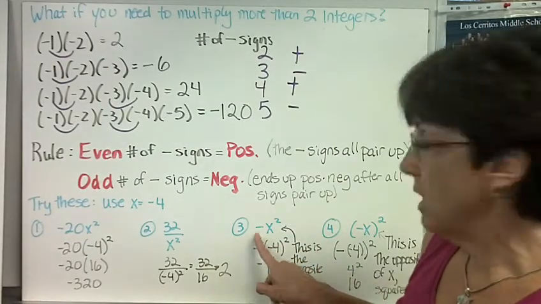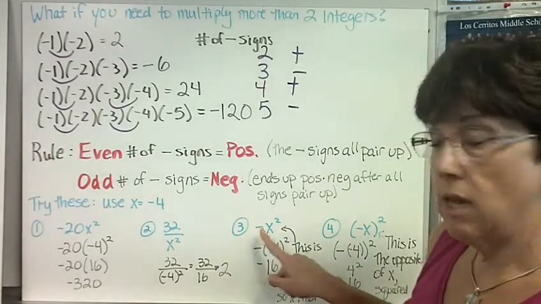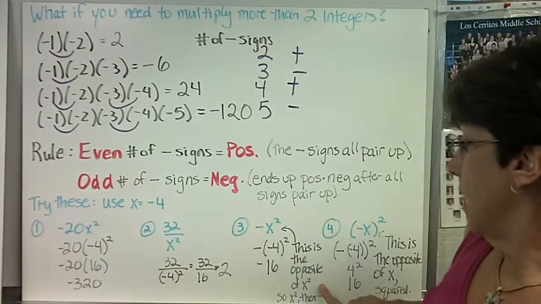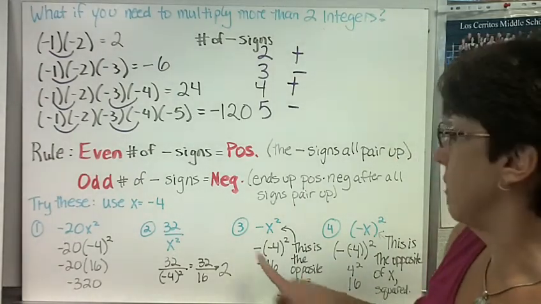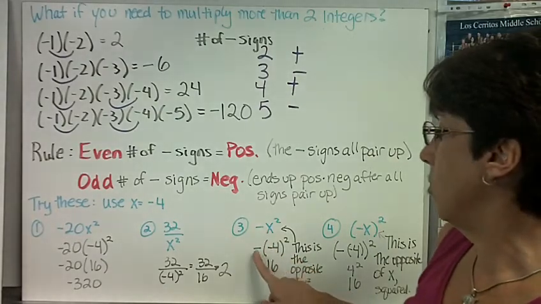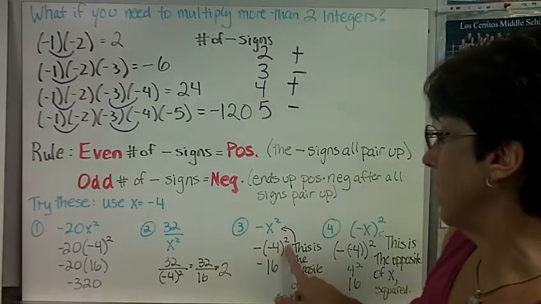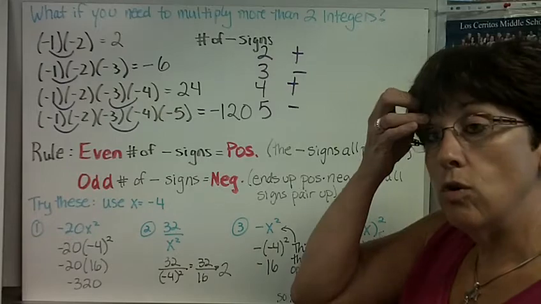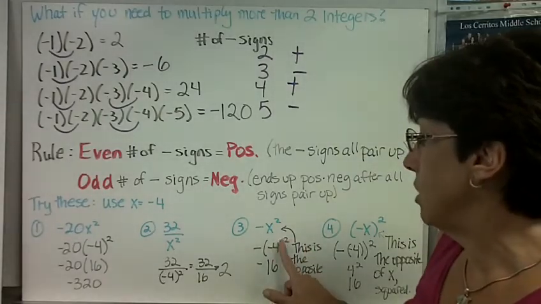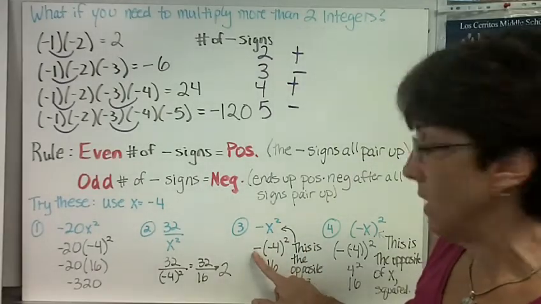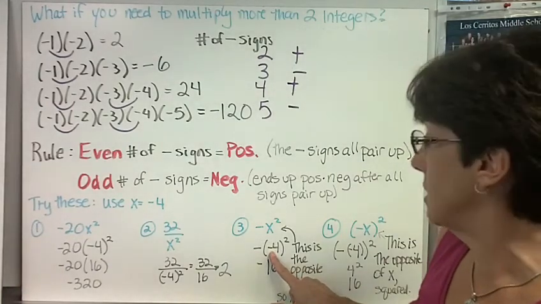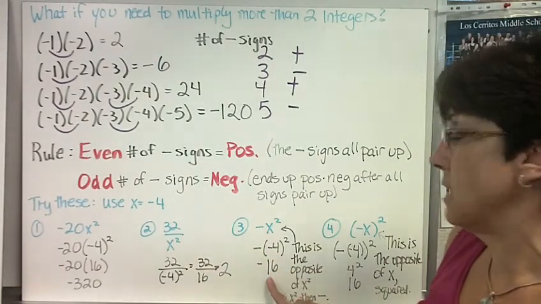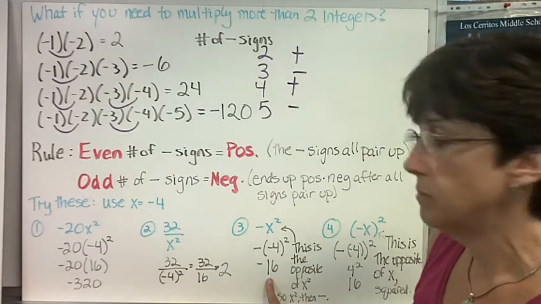This example is the opposite of x squared, okay? So we find x squared, then we take the opposite of it. Substitute in our value, we get the opposite of negative 4 squared. Using the order of operations, we need to do the exponents before we can deal with this negative. And when we do the exponents, negative 4 times negative 4 is positive 16. The opposite of that is negative 16.